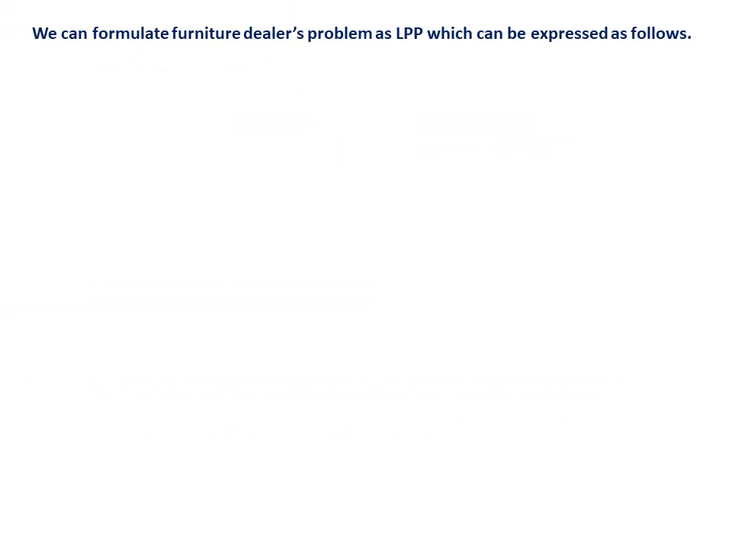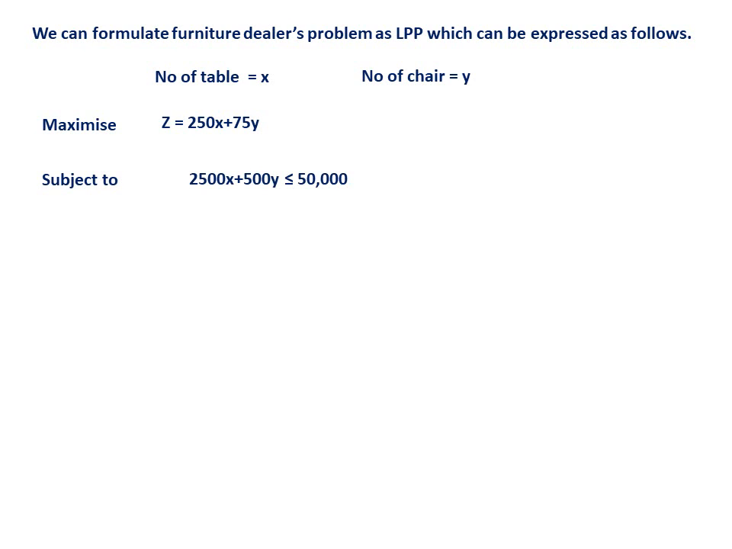Now we can formulate the furniture dealer's problem as an LPP, which can be expressed as follows. Let us say number of tables equal to x, number of chairs equal to y, then maximize z equal to 250x plus 75y, subject to, this is the tradition of writing the problem, 2500x plus 500y less than or equal to 50,000, then x plus y less than or equal to 60. Then of course we have to write x more than or equal to 0, y more than or equal to 0. They are called non-negative constraints. So this is the structure of LPP.